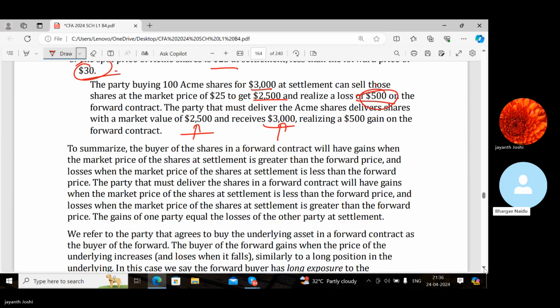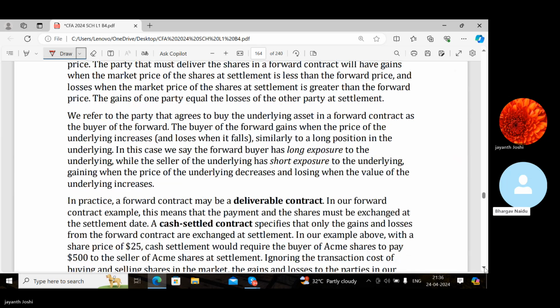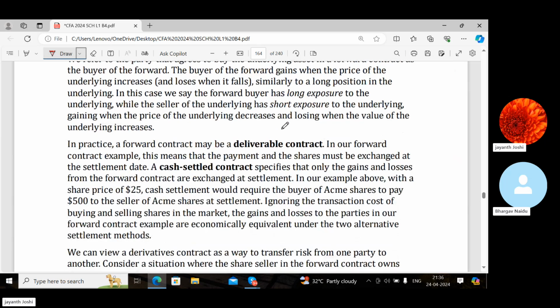In practice, a forward contract may be a deliverable contract. In our forward contract example, this means that payment and the shares must be exchanged at the settlement date. That means the stocks have to be taken and the money has to be received. This is deliverable, but I already explained about cash settlement. That is typical of futures. Correct or wrong? Yes, sir.